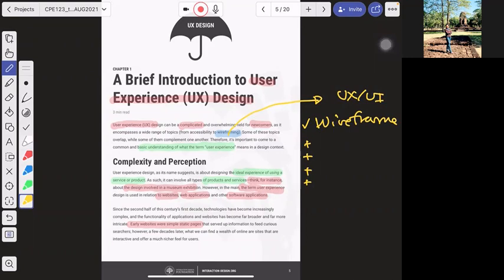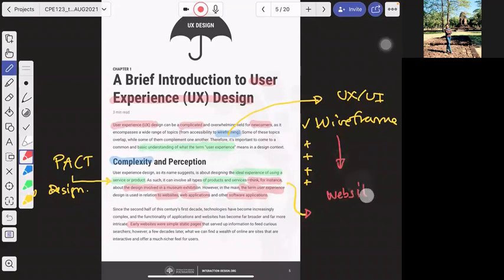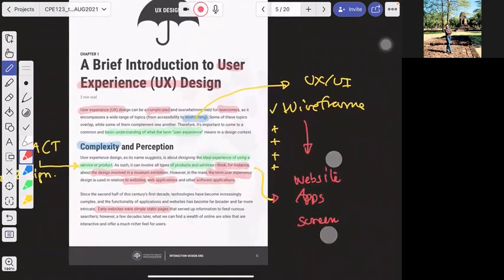And all those abstract ideas are very complicated. So you need the perception, you need a perception of at least PACT understanding in order to design your service or your product. And those are all types of products that I ever mentioned, like it might be the website, those wireframes might be the website, might be the apps, or might be the screen on an appliance.